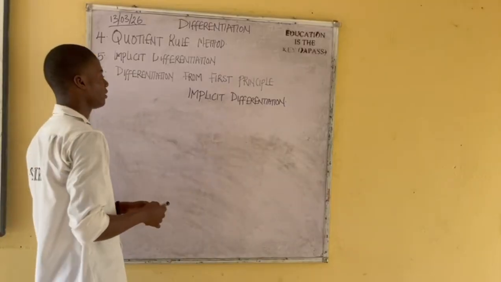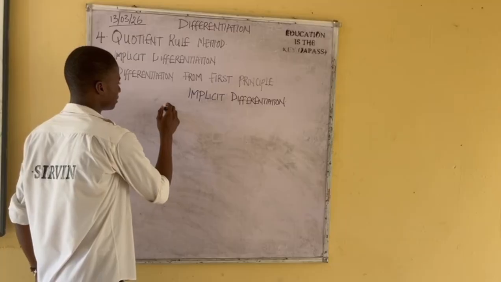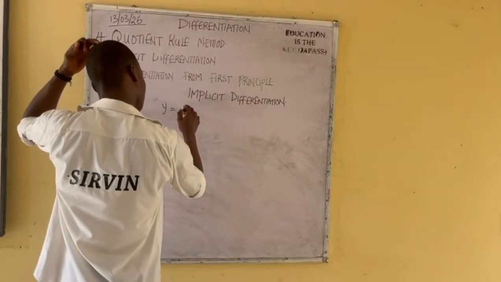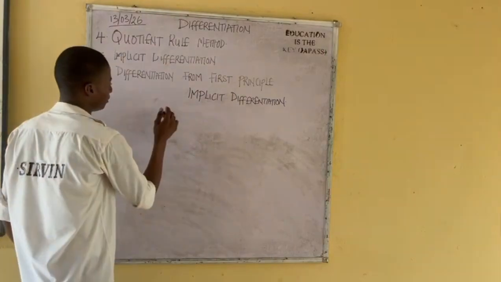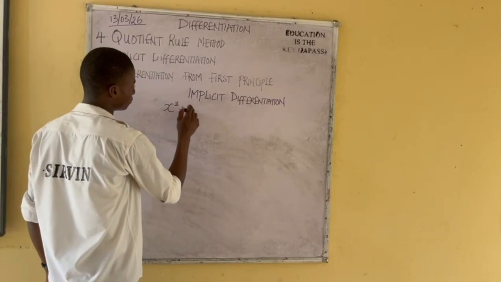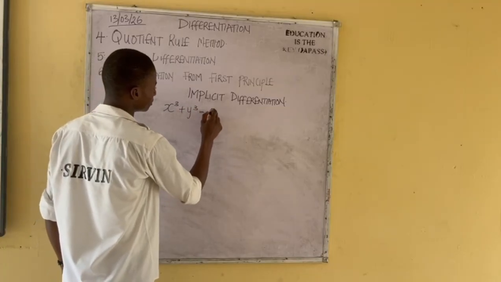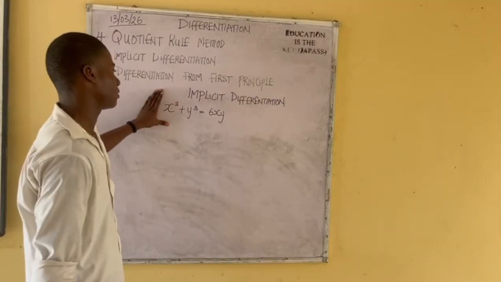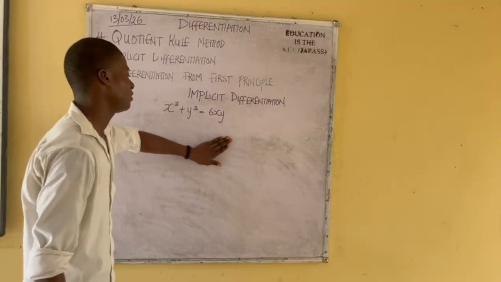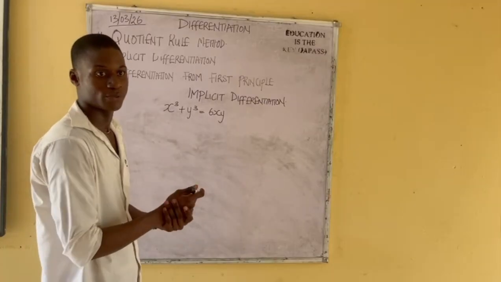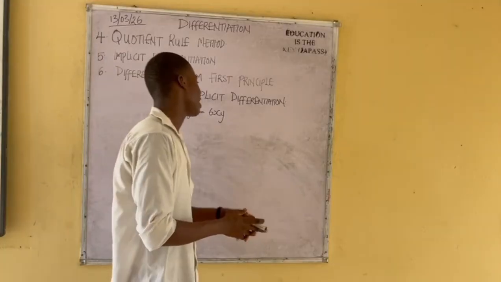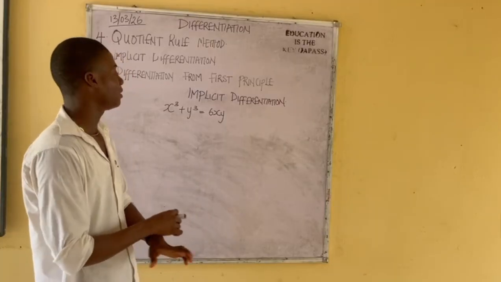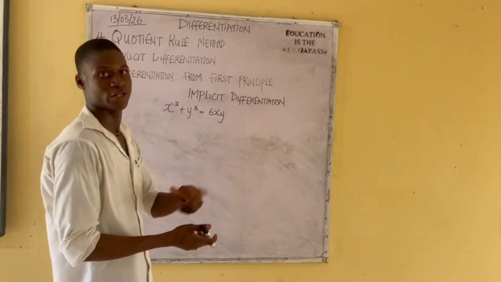So let's assume you are given a function, let's say x cubed plus y cubed equals 6xy. This is an example of an implicit equation. It has to do with two variables. What distinguishes this one from the other ones is that after differentiating y, you now put the dy over dx.